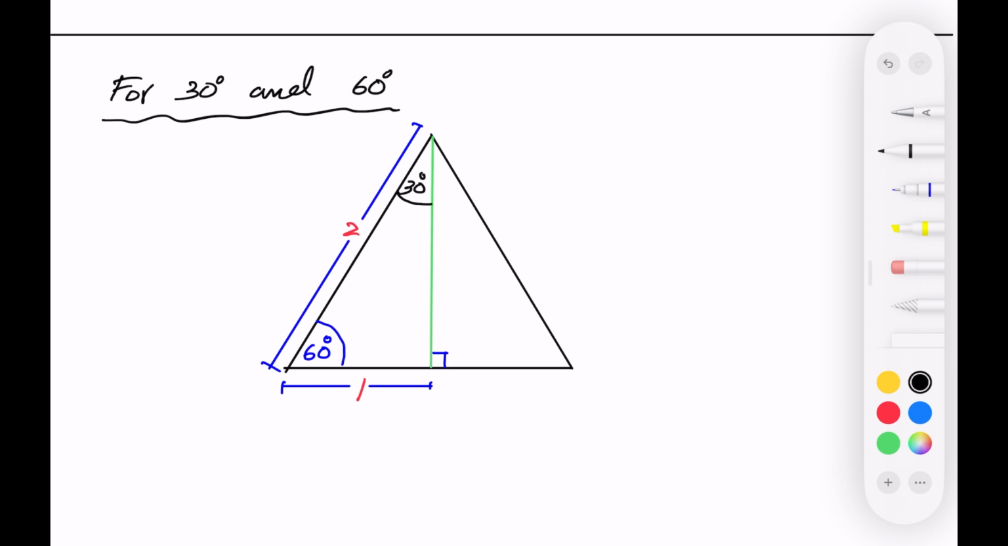Can you tell me the length of the green perpendicular bisector? As you can quite easily see, we can focus on this left half of the equilateral triangle. That left half is a right triangle. According to the Pythagorean theorem, the green bisector must have a length of square root of 2 squared minus 1 squared, which is equal to square root 3. Now we can quite easily write down all the trig ratios for 30 degrees and also for 60 degrees.